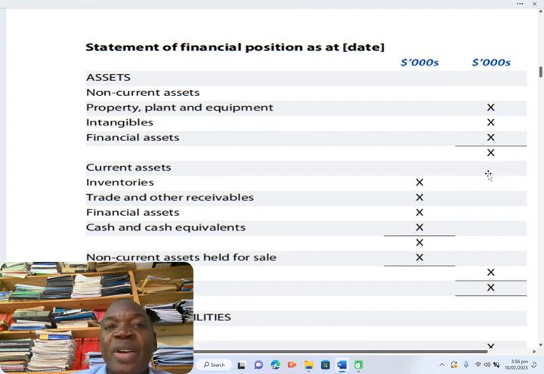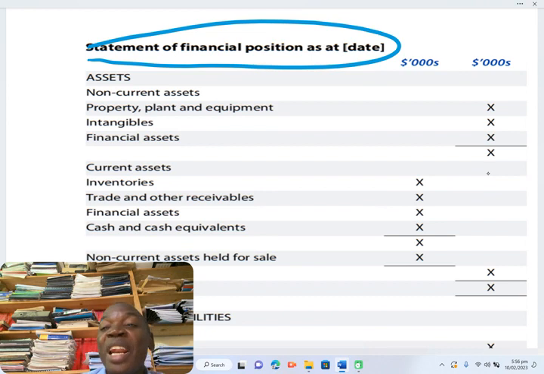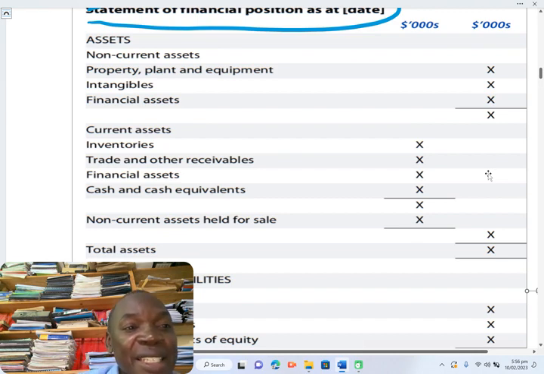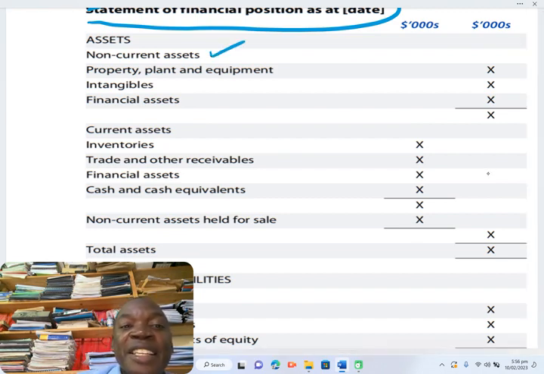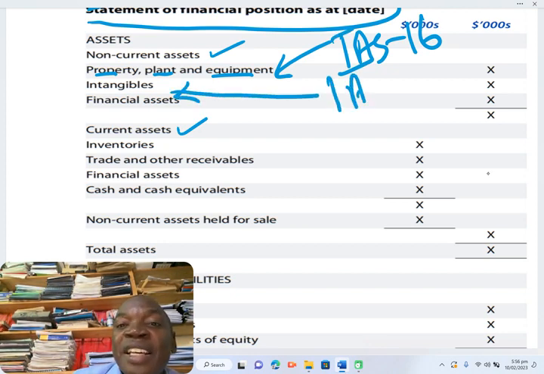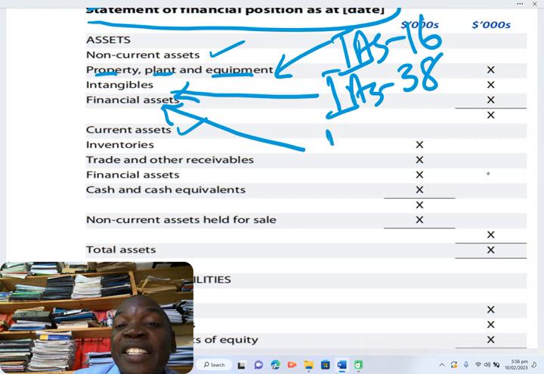Let us see. What is this one here? The balance sheet. So in the balance sheet, the first component is the asset. In the asset, we have non-current asset and current asset. Now the property, plant, and equipment is the subject matter of today's IAS what? 16. Intangible asset, this is IAS 38. Then financial asset, this is IFRS 9, financial instrument. Do you see?